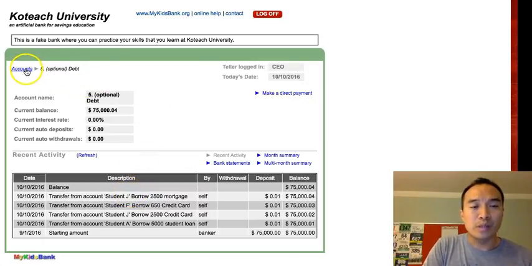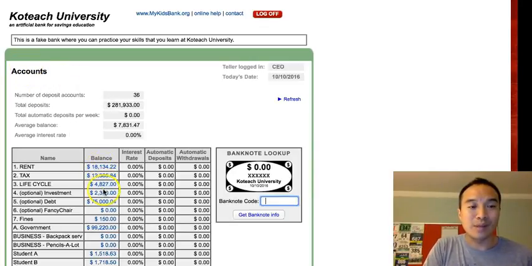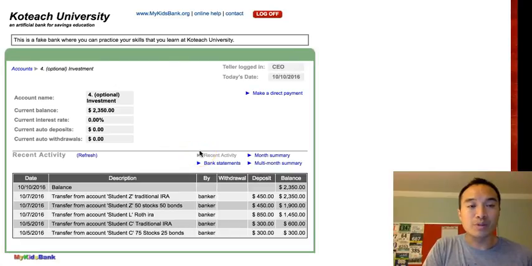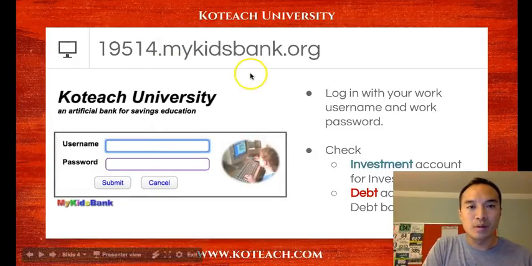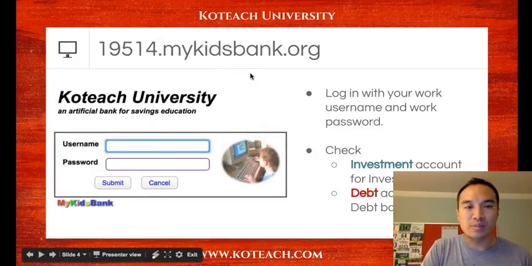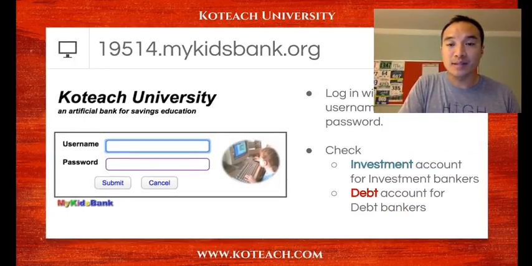Just a heads up, this information is going to be used for your task, both as the debt banker and investment banker. So the investment banker and debt banker, just a heads up, you'll be doing this for your task. Same with the CEO. All right, so let's go back to our task. So we looked at our My Kids bank account. We found out who wants to invest and who wants to borrow money. And let's go to our investment and debt spreadsheet.